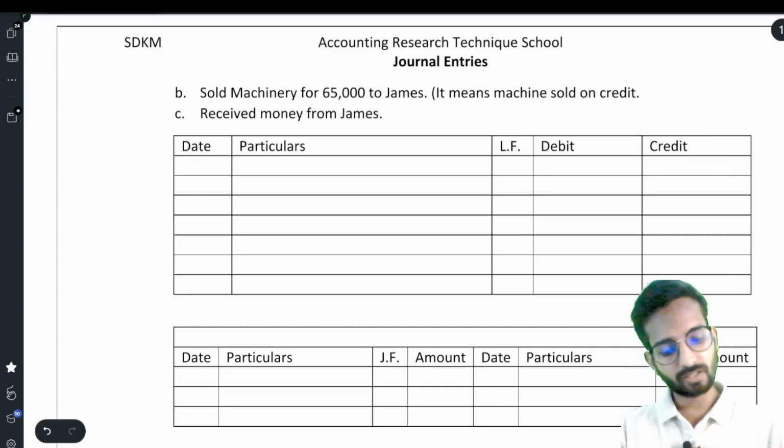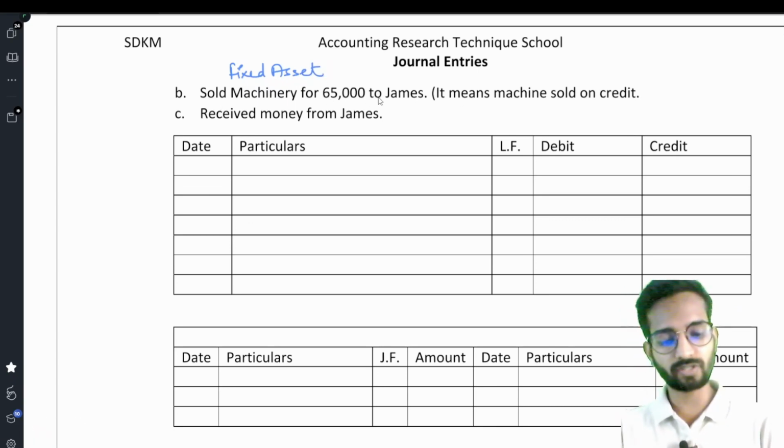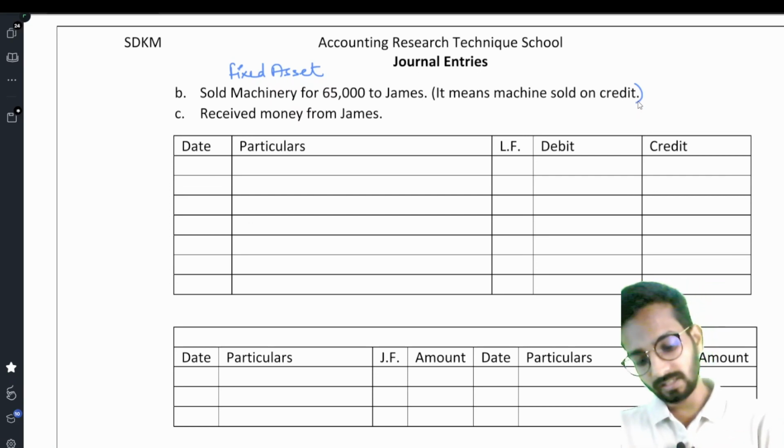Sold machinery to James for 65,000 rupees. Now see, again we are selling machinery. What is machinery? You will say, sir, machinery is a fixed asset. Very good. Sold machinery for 65,000 to James. It means we have sold the machine to James, but we have not received any cash. It means we sent the machinery to the office of James, but James is saying that I will pay you in future.